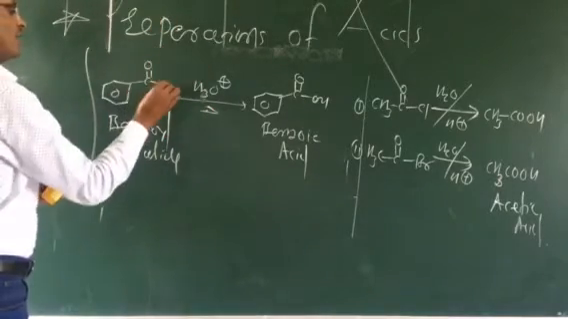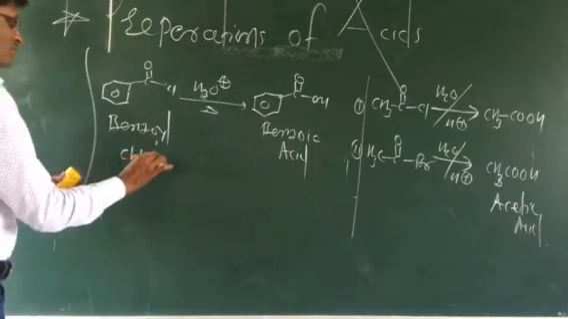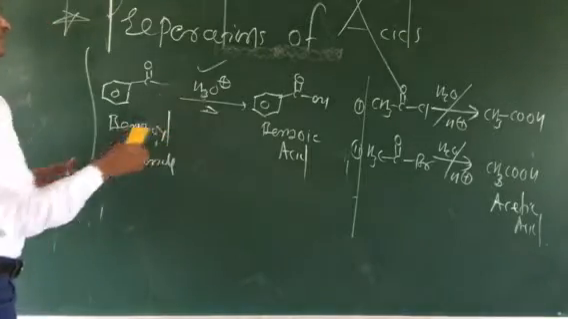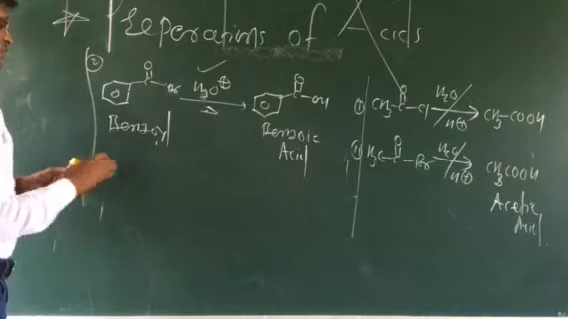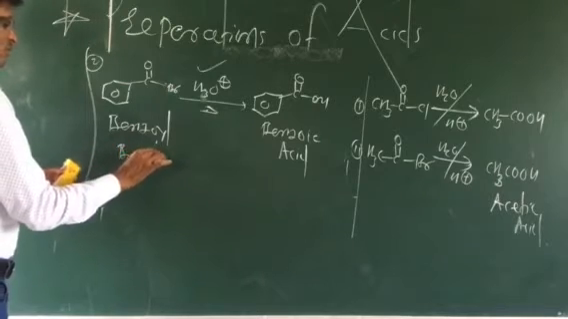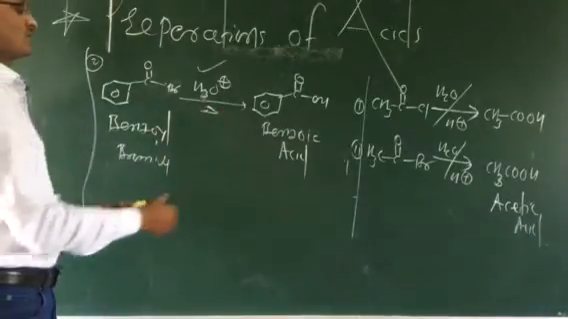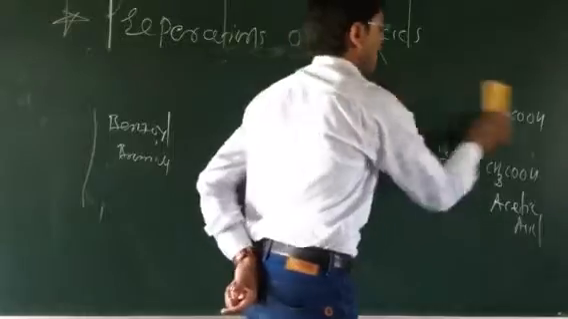Instead of X, you can take the chlorine atom. The name is benzoyl chloride. This benzoyl chloride, in acidic hydrolysis, gives benzoic acid. The second reaction is that you can take the bromine atom. This is benzoyl bromide. Benzoyl bromide again undergoes acidic hydrolysis, forming benzoic acid. Again, this is one of the preparation methods of aromatic acid starting from acid halide.